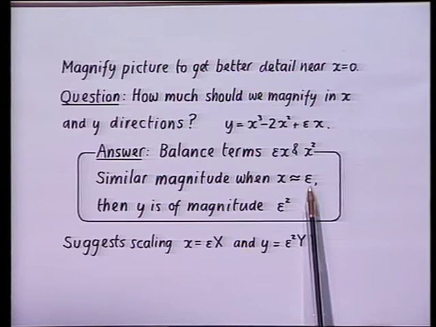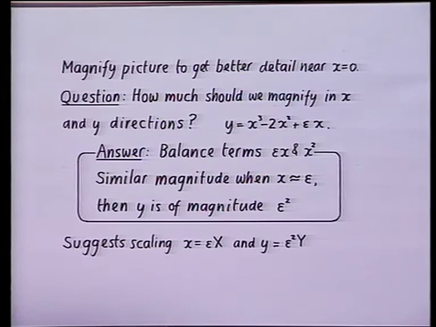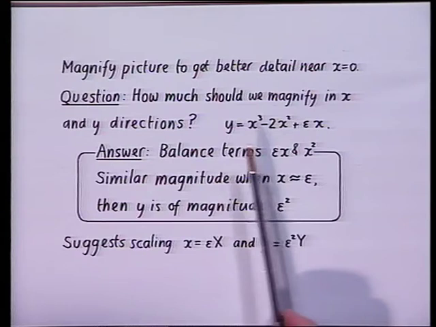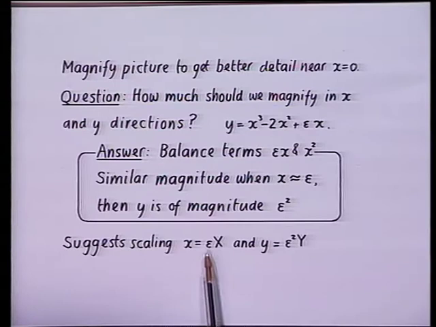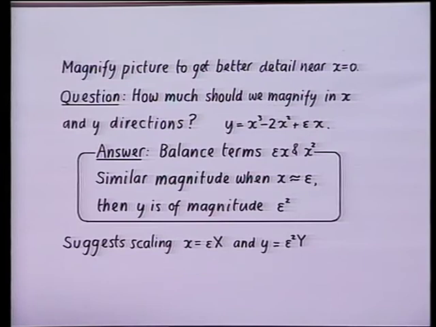So if epsilon is a hundredth, we magnify in the x direction by a factor of about 100. If epsilon is a millionth, we magnify in the x direction by a factor of about a million. Note also we can say something about y. If x is of order epsilon, then both these terms are of order epsilon squared. In other words, y is of order epsilon squared. This strongly suggests then the following scaling to get a better representation of the cubic near the origin. We rescale by writing x equals epsilon times capital X and y is epsilon squared times capital Y.